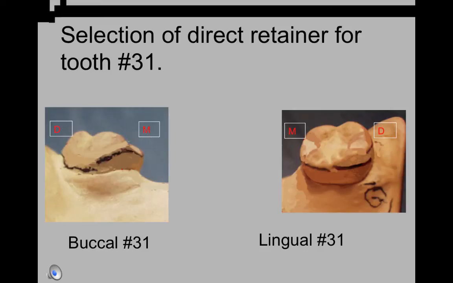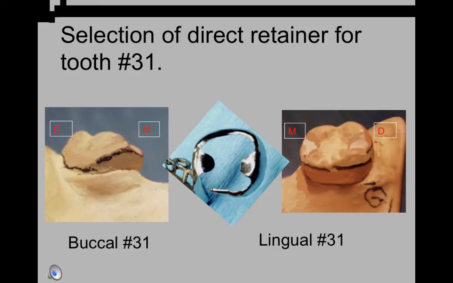How do I get there? I have to use a ring clasp on number 31 to get to the mesiolingual undercut, approaching it from the distal rest area. If I choose the lingual for the direct retainer that originates from the distal, I only have to alter the distal lingual half of the tooth to place the first half to two-thirds of my clasp for the direct retainer above the survey line. Then I can go below the survey line to place the retentive terminus at the middle third in the 0.01 undercut.